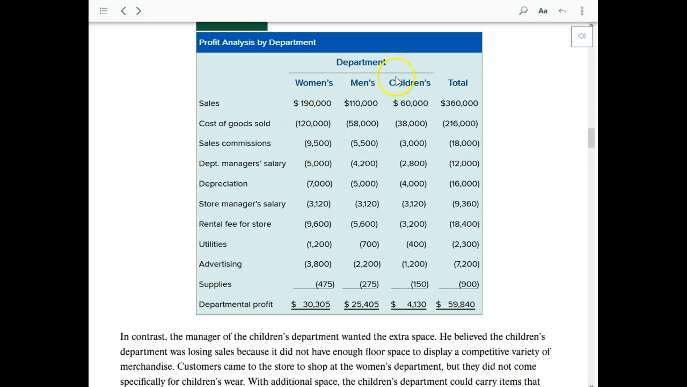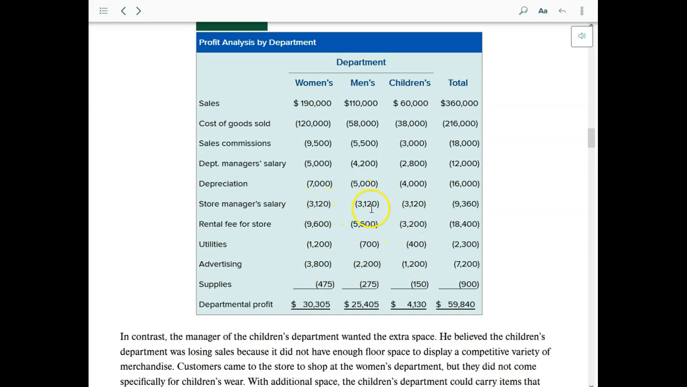This is an expanded income statement by department and total. We saw all this before. We started with all these numbers. Now we allocate all these to the various departments. Some are direct cost. I think down through depreciation, these were direct cost: the cost of goods sold, sales commissions, each department's manager salary, and depreciation. Those are direct costs. And now we use an allocation base to allocate these other indirect costs.